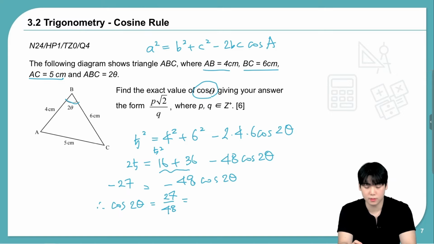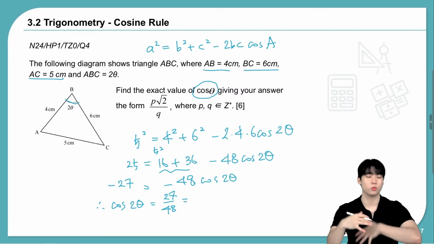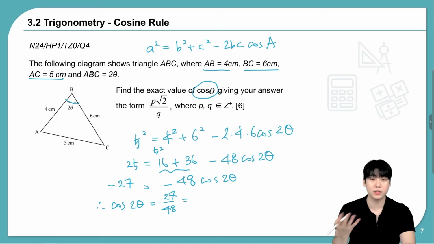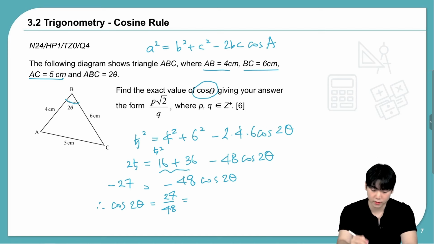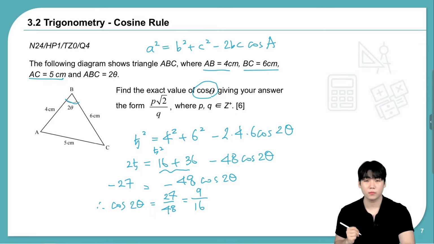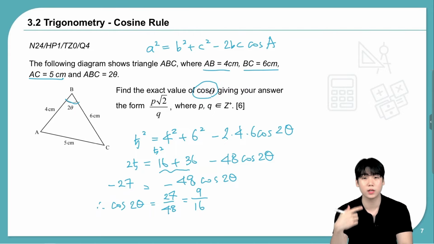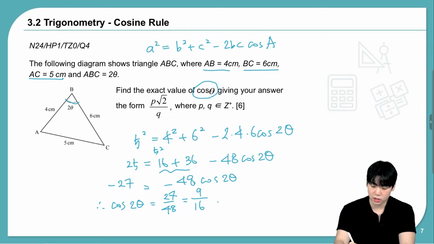Then I have cosine 2 theta to be 27 over 48. Let me just simplify this. It's a really good habit to simplify your fraction or whatever you have, your equation, before you move on to the next step, okay? This I can divide by 3, so I'm just going to divide that. So it's 9 over 16, okay? But we're not done. We're asked to find what cosine theta was, not cosine 2 theta.